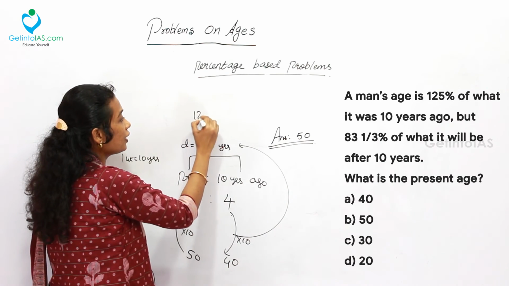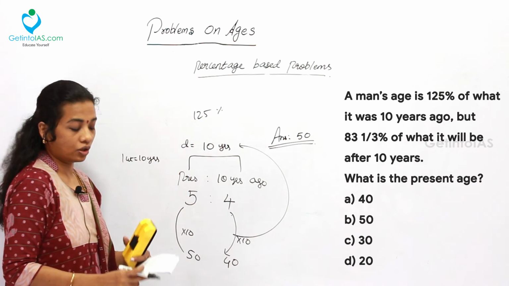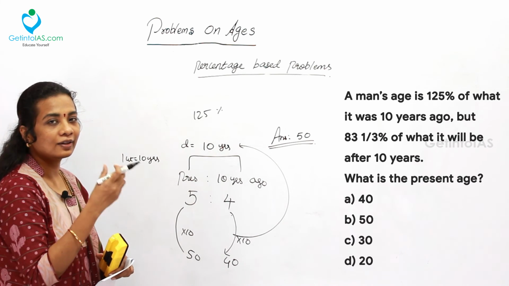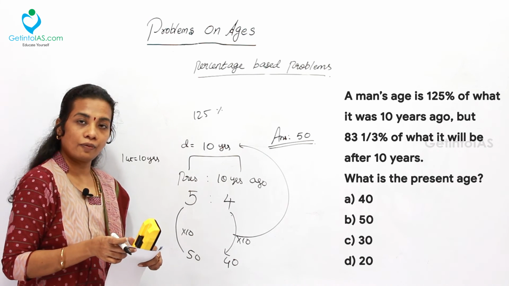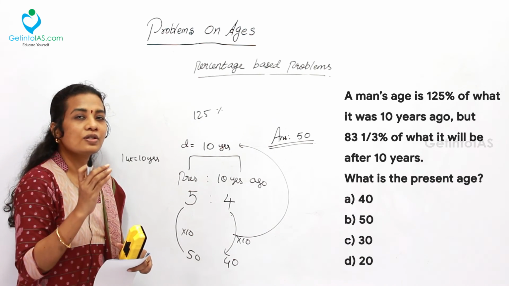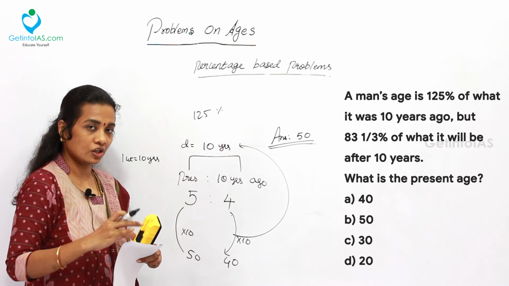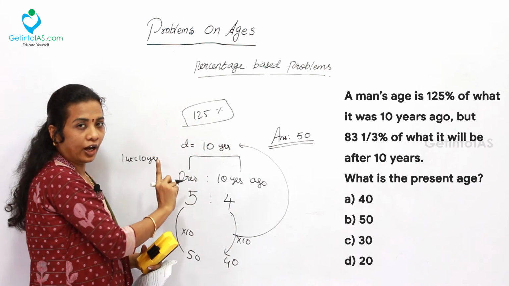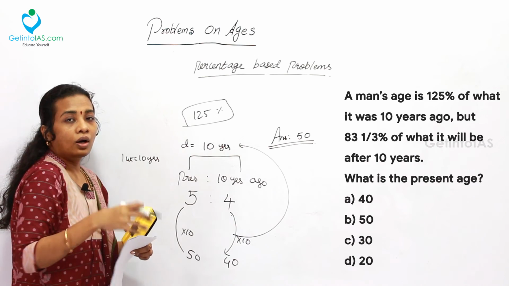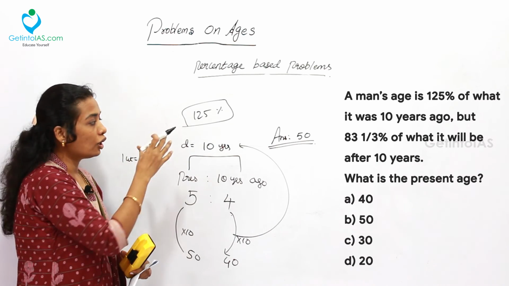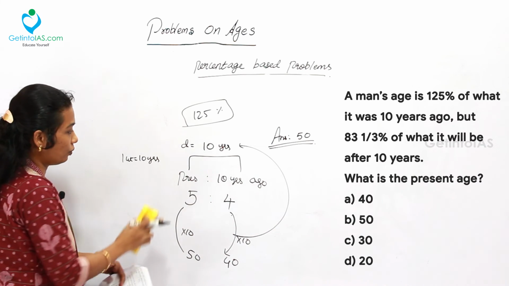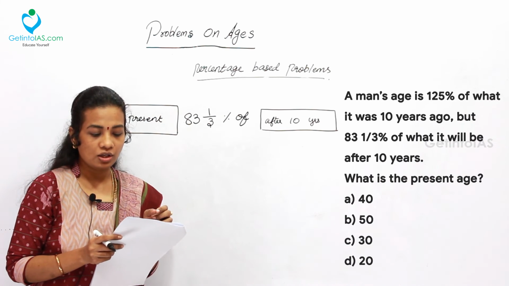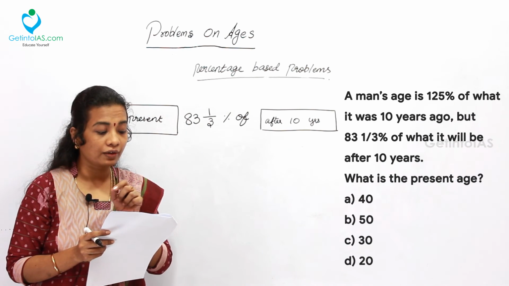Here we have used the percentage value 125%. Also you can take the 83 1/3 part, that is a little more complicated than this. Whenever you come across this type of question with mixed fraction values, just try to avoid them, and whenever you have the whole number value instead, you can use that. Also for the learners who are very curious about learning how to solve 83 1/3, I am going to teach now. The same question with the second criteria, but 83 1/3% of what it will be after 10 years.